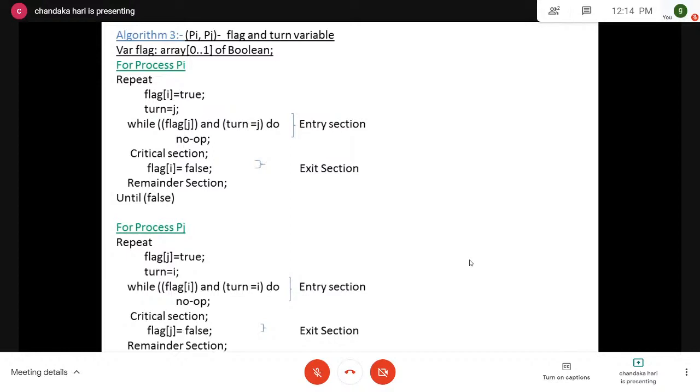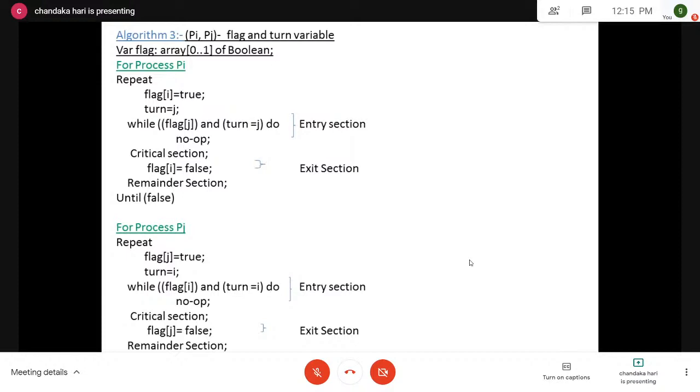Suppose this algorithm has been written for only two processes. You can also implement this algorithm for multiple processes. That is called the multiple process solution, which is also known as the Bakery algorithm.